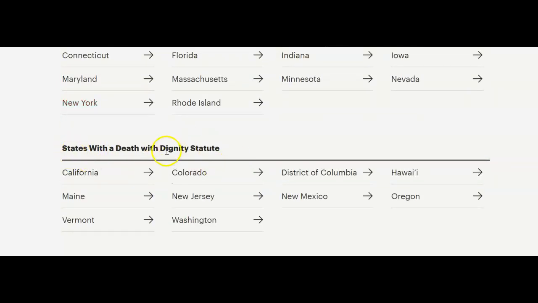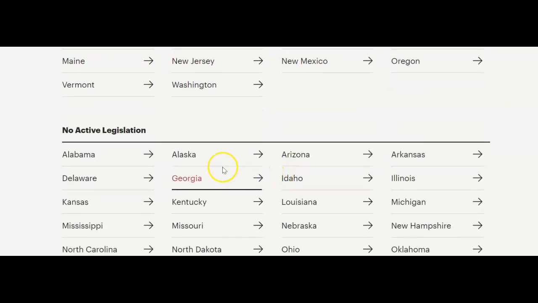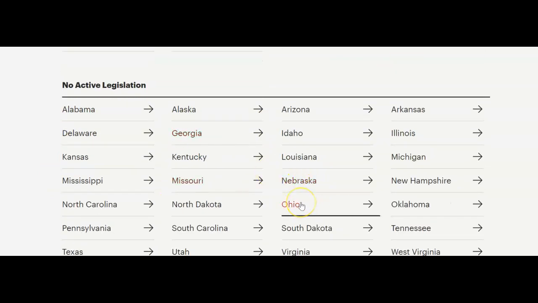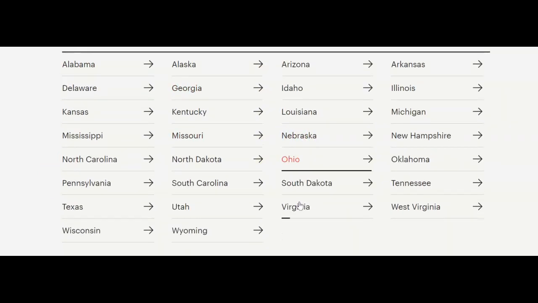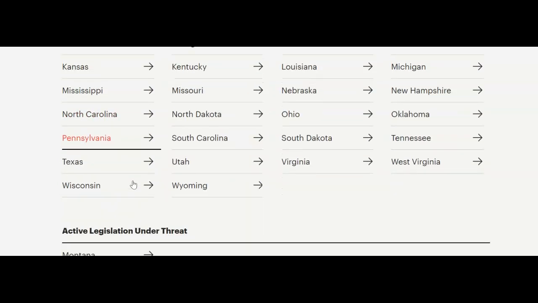Which states already have this death with dignity statute? And again, 9 states and the District of Columbia. And which states do not have any active legislation? So you can see Ohio and Pennsylvania. Where's Pennsylvania? There we are. They do not have any legislation pending. There is no discussion currently in these 2 states for death with dignity laws.